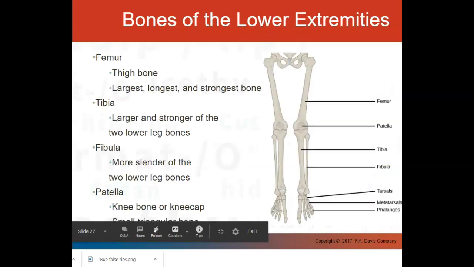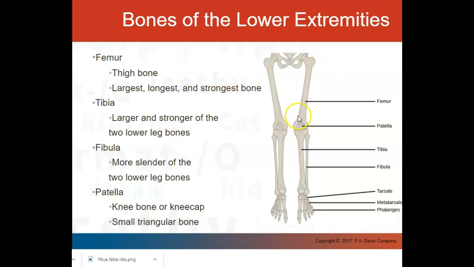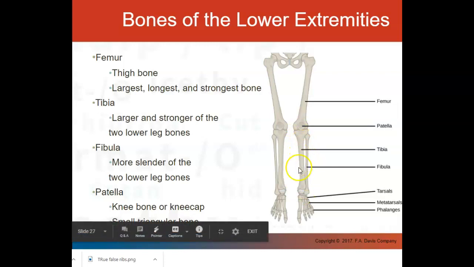Okay, so from the hips we go down to the lower extremities. Your femur bone is the big bone here. And you see right here the acetabulum goes right into that hip there. The patella is your kneecap. Your thigh bone is the largest, strongest, longest bone in the body. Your tibia is the larger and stronger of the two lower leg bones. Some people refer to that as the shin bone.